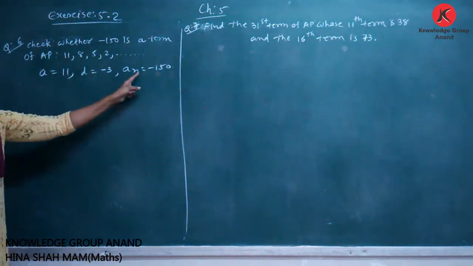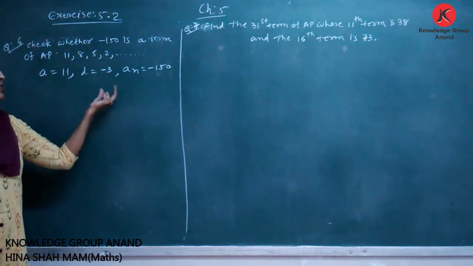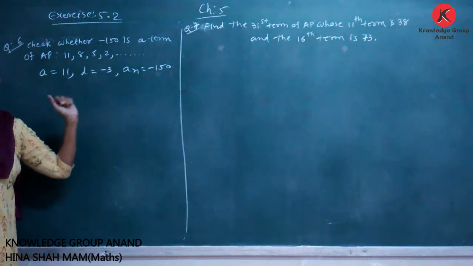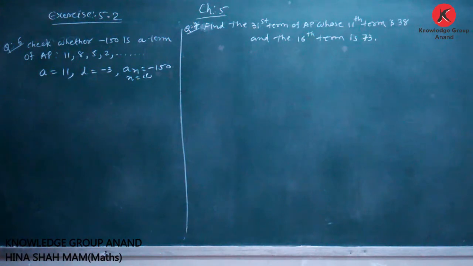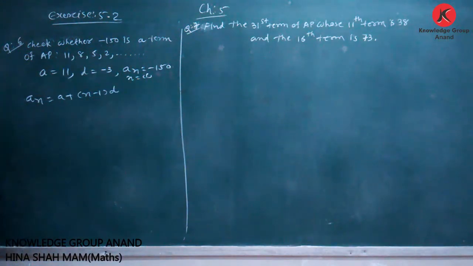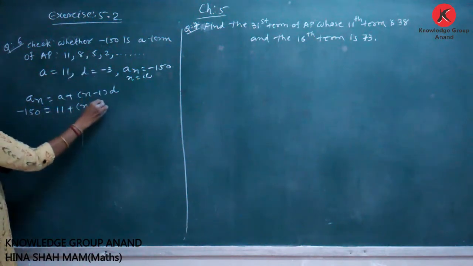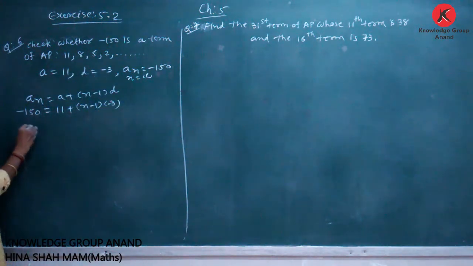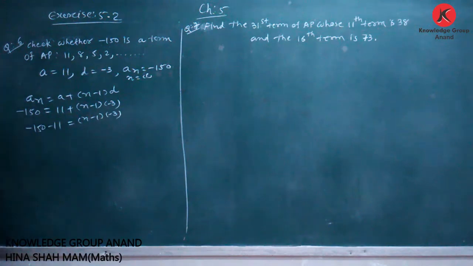Check whether n is a completed number, a positive integer, then it is a term. This number of term is minus 150. Find here n. What is our formula? a_n is equal to a plus n minus 1 into d. Here minus 150 equals 11 plus n minus 1 into difference. Difference is equal to minus 3.